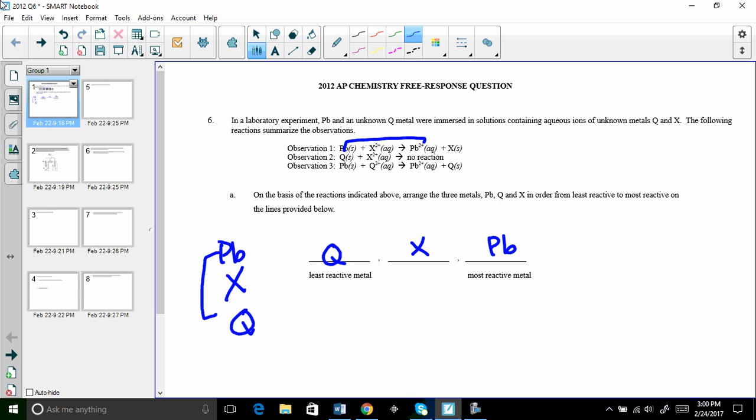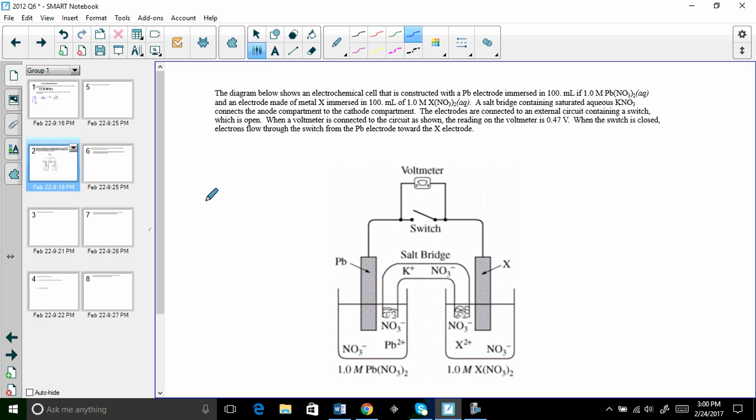And now there's a lot of writing on this page. So the diagram below shows an electrochemical cell that is constructed with a lead electrode immersed in 100 milliliters of a 1 molar Pb(NO3)2 solution. So basically you can see we got a lead electrode touching lead 2 solution and it's 1 molar, so standard conditions. And then we have metal X, which we don't know what it is, immersed in 100 mL of solution. So we have X and X2+ in contact.